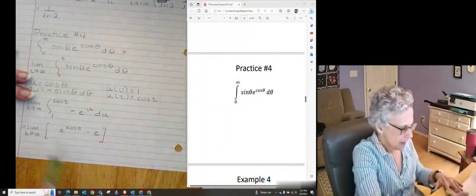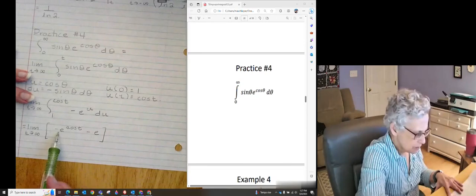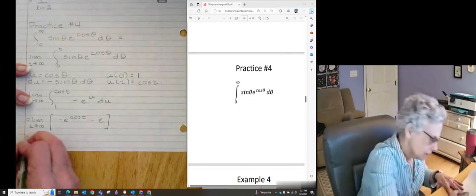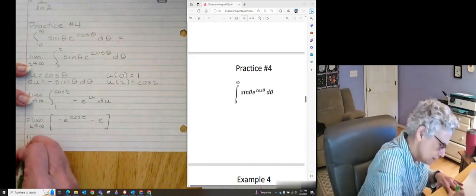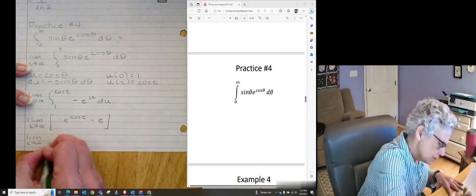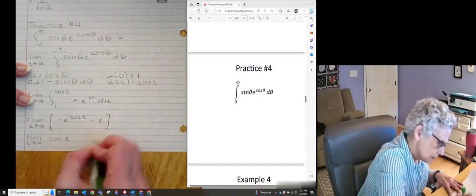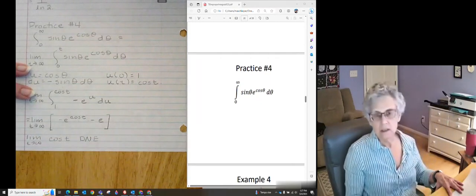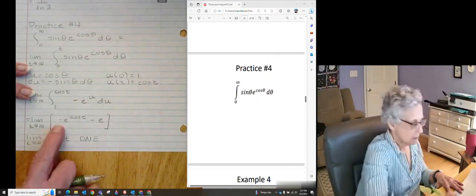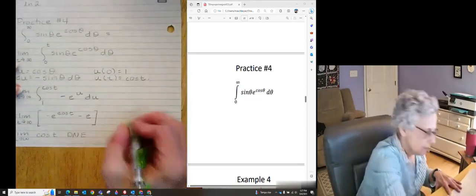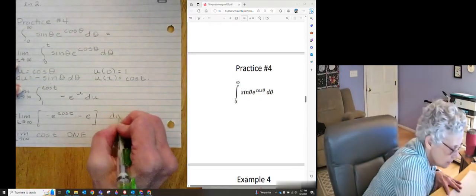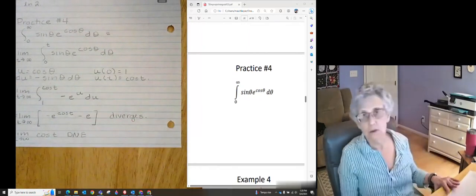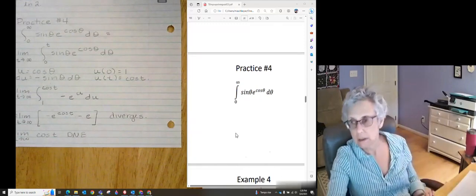And now I look at the limit as t approaches infinity, negative e to the cosine of t. Well, the limit as t approaches infinity of cosine of t does not exist. So the limit as e raised to this power doesn't exist. So this integral diverges. That one was a little different.